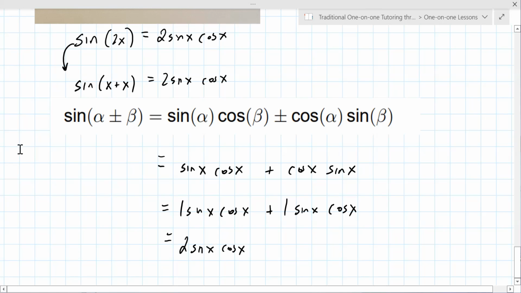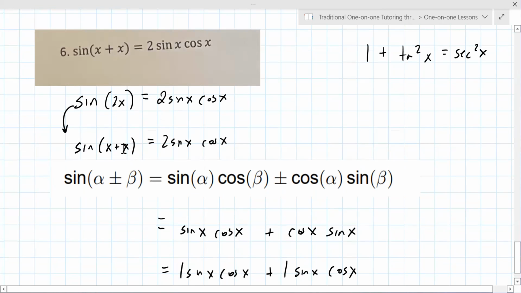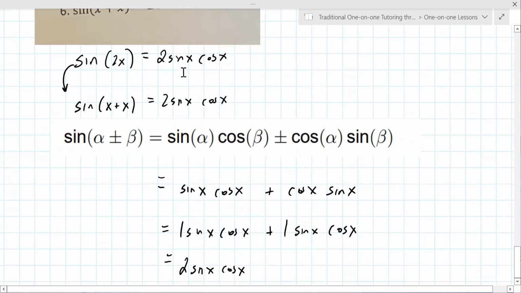And a problem like this would say, use sum and difference formulas. You are not allowed to just say, oh yeah, it's a double angle formula, I know that, and be okay with the formula. They want you to work it out. Okay.